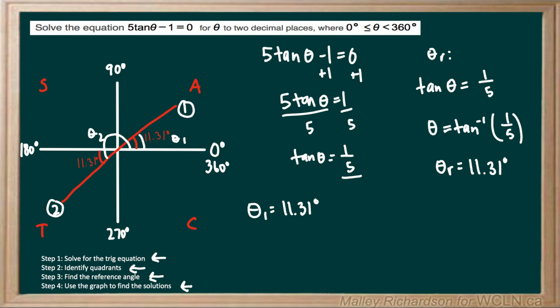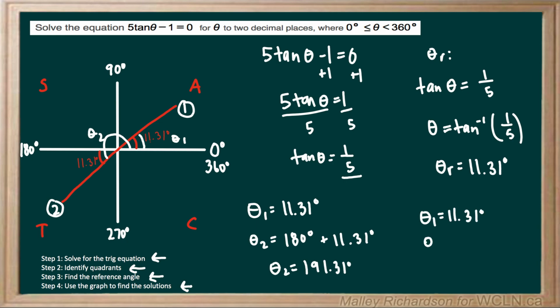But theta 2 passes 180 degrees. So to find theta 2, we have to add 180 degrees to our reference angle of 11.31 degrees. And adding these two values together, we get a standard position angle of 191.31 degrees. So we solve that theta 1 is 11.31 degrees and theta 2 is 191.31 degrees as our final answer.